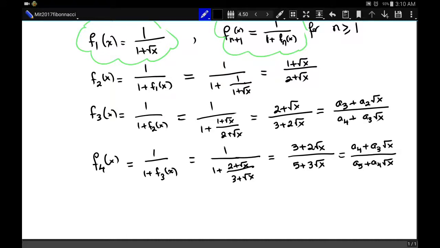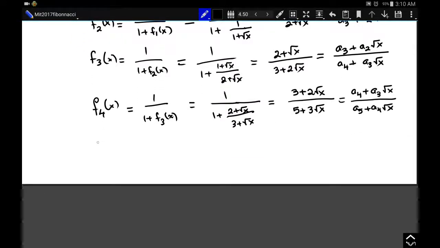You can just write it that way. That one, a2 plus a1, both of them are 1, divided by a3 plus a2 root x. Okay, so when you have 2 in here, you have 2, 2. When you have 3 here, f3, you have 3, 3, and then 1 more. If you have 4, 4, 4, and then 1 more in here.